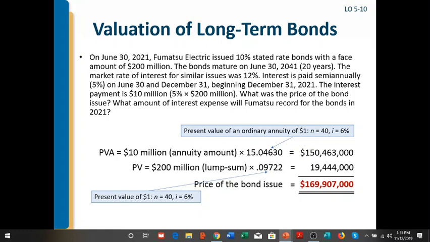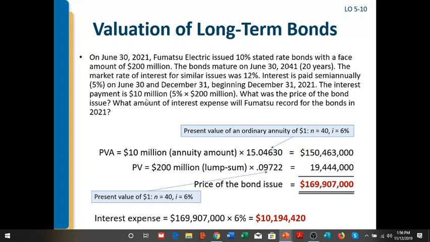That comes to $19,444,000. So the price of the bond issue is less than the face amount. They did that so that the bond would pay the equivalent of 12%, thus making it competitive. This is an example of a bond being issued at a discount. That happens when the stated interest is less than the market interest rate at the time of issuance.